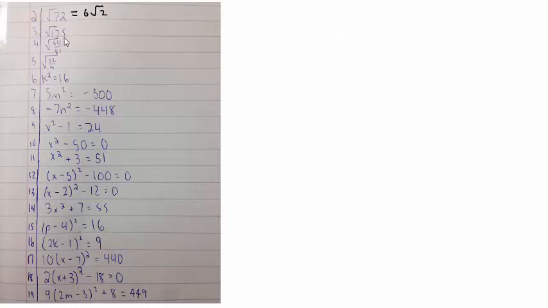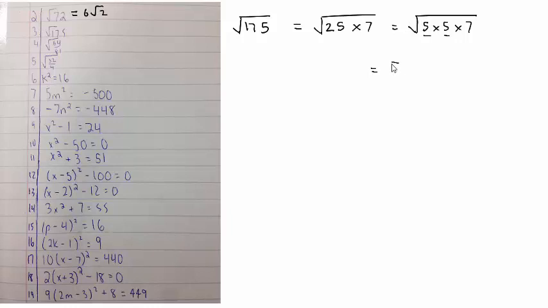Number 3, square root of 175. We are going to do the same thing. Break down 175 as, well, 175 is a multiple of 25. So why not write this as 25 times 7, that's 175. And then 25 can be written as 5 times 5. So this is the square root of 5 times 5 times 7. As we have a pair of 5's under the square root, take it out. So this becomes equal to 5 multiplied with the square root of 7, written as 5 square root of 7. So this one's 5 square root 7.